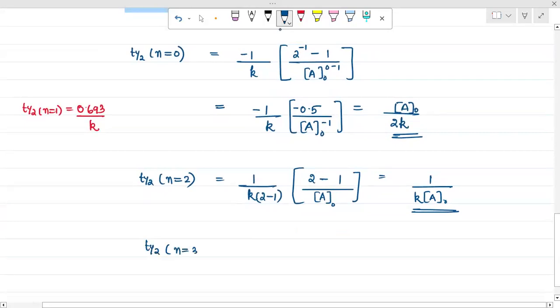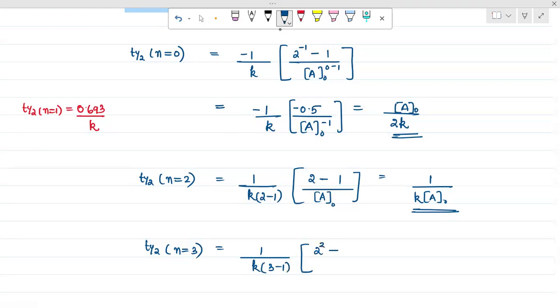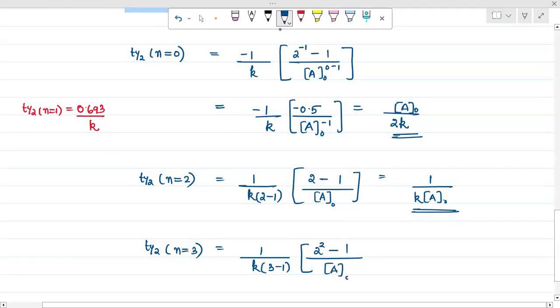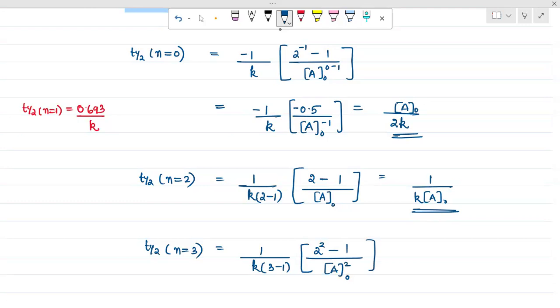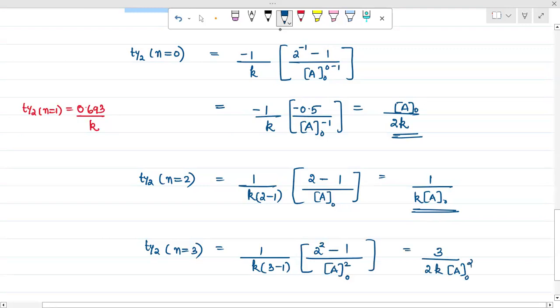T half when n is equal to 3: 1 by k into 3 minus 1, into 2 to the power 3 minus 1, minus 1, divided by A naught to the power 3 minus 1. 2 to the power 2 is 4, 4 minus 1 is 3. So it becomes 3 by 2k times initial concentration to the power 2. So you can use this as well to find the equations for the T half of any order reactions except one.